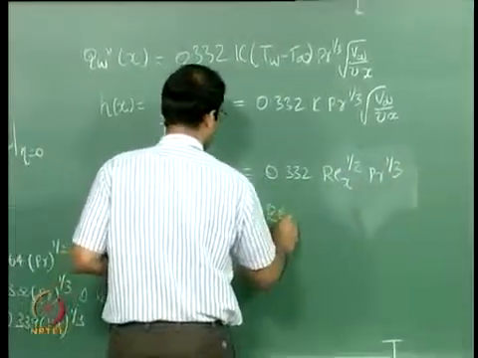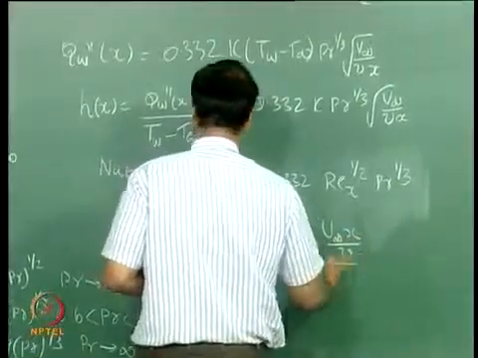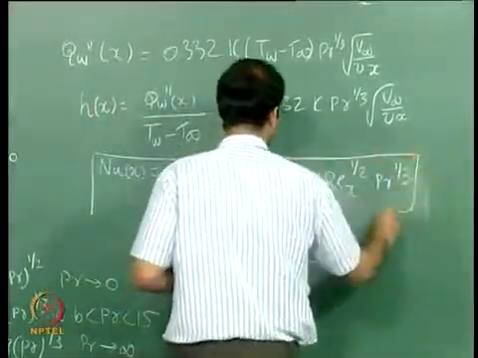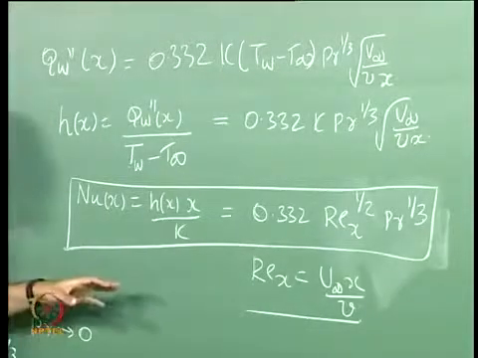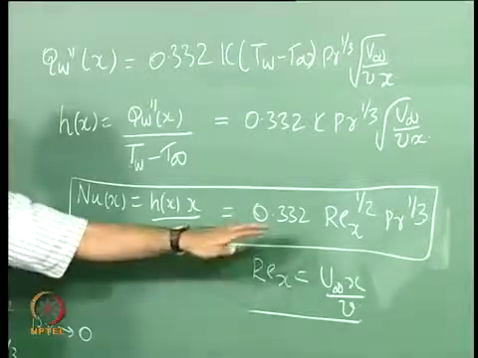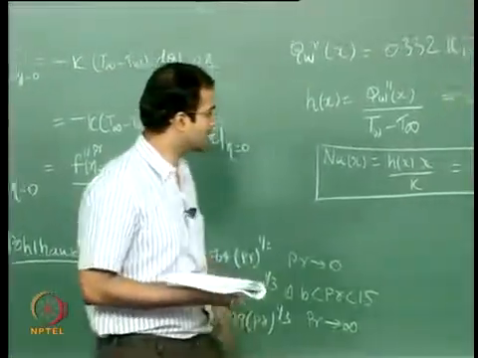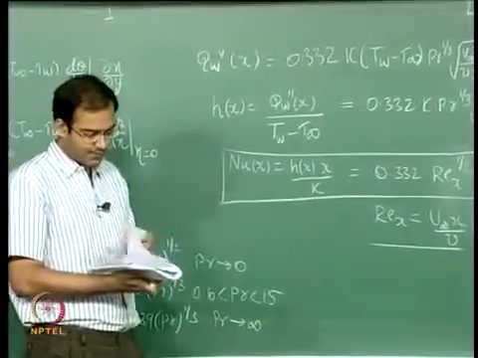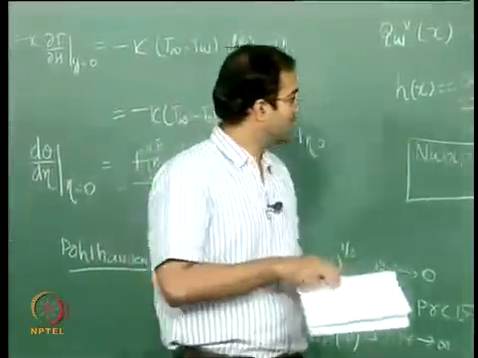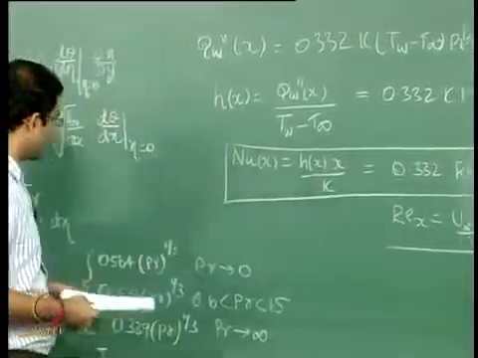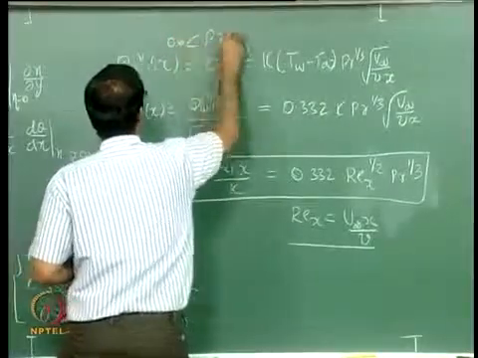Where your local Reynolds number is u infinity x by the kinematic viscosity. Okay, so this is the final expression that you probably find in the textbooks. If you have taken a basic heat transfer course, you are straight away given the final expression for flat plate Nusselt number. So this is a very straightforward correlation, and probably most of you know by heart, and this is valid for the intermediate Prandtl number range that we are talking about, that is Prandtl number greater than 0.6 and less than 15.